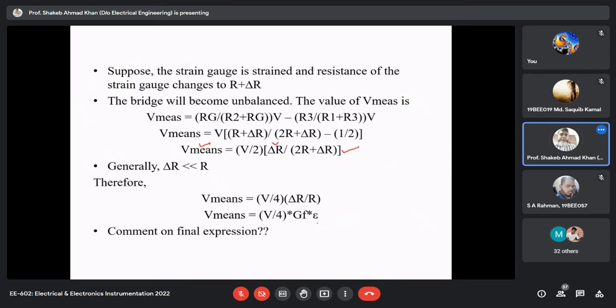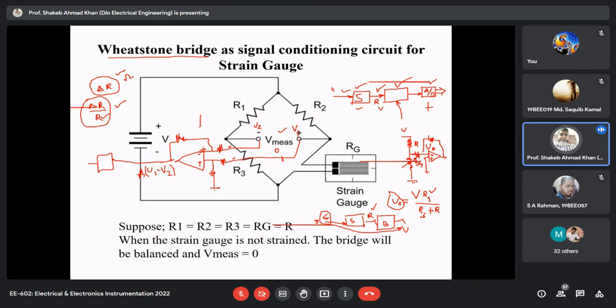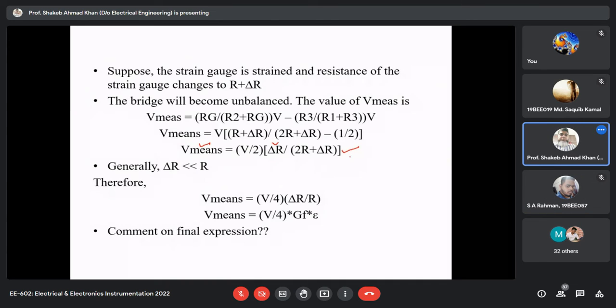Here you can see that we are able to establish the relation not between the strain and voltage, but between resistance and voltage, that is, the output of the sensor and the voltage here. So that's what we have done.